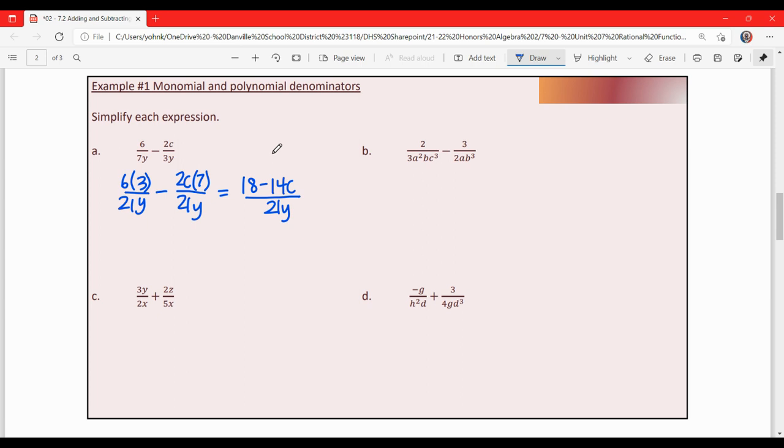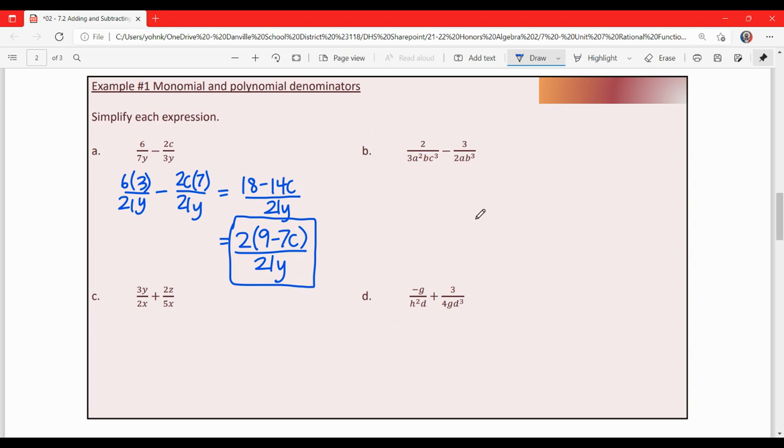Now, if you notice, the top has a 2 in common, so I can factor a 2 out. That leaves me with 9 minus 7c. And on the bottom, I have 21y. Well, taking that 2 out really didn't help me simplify with the 21, but we did it, so we'll box it.